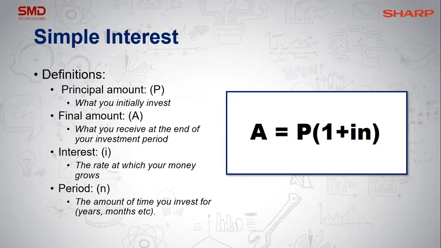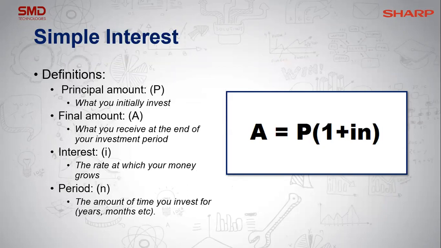All right, so let's jump right in. So simple interest, your formula is A is equal to your principal amount, 1 plus i n, so A equals P(1 + in). That's the way I normally remember it.